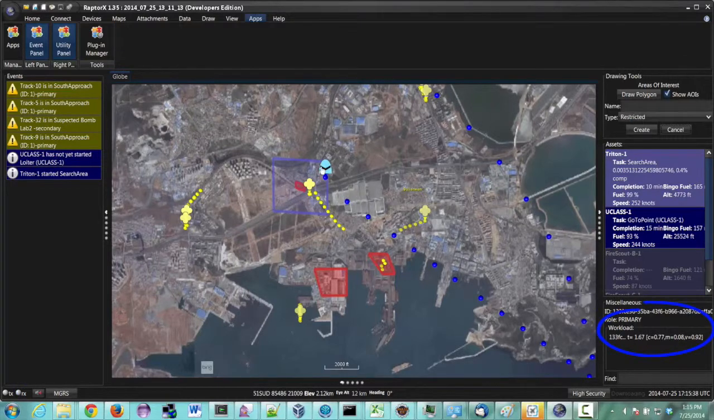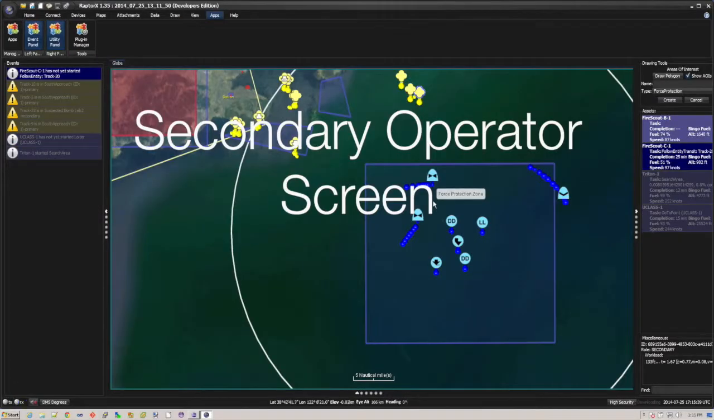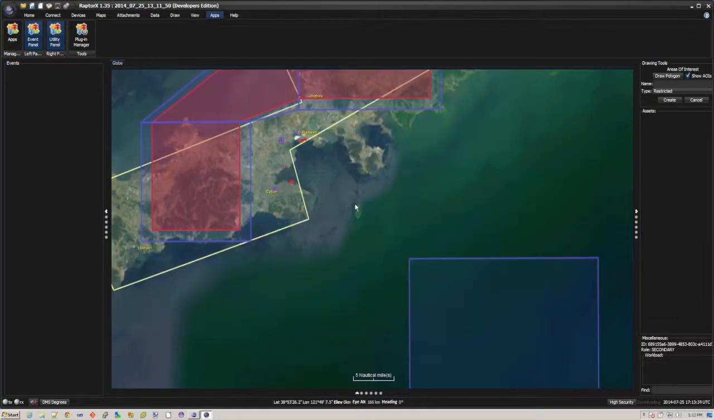CSA also estimates the operator workload. When the user is overloaded, CSA offloads events and related assets to a secondary operator. Now, we will show Lucid in action.